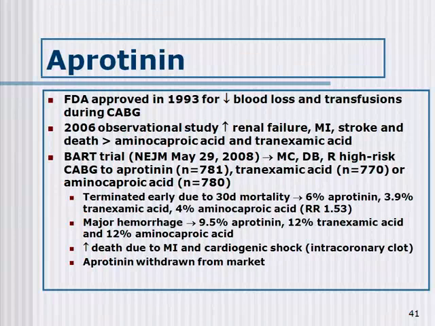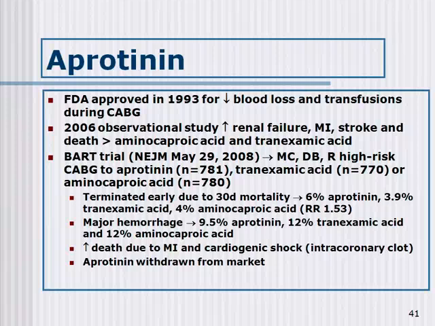So aprotinin was approved, this is slide 41, to reduce blood loss and to reduce transfusions following bypass graft surgery. But along the way, there was evidence that using aprotinin increased renal failure, the risk of heart attack, stroke, and death, and that was occurring more often than with aminocaproic acid or tranexamic acid.